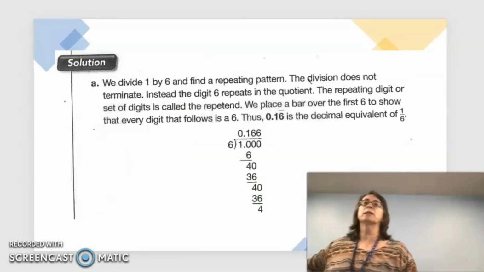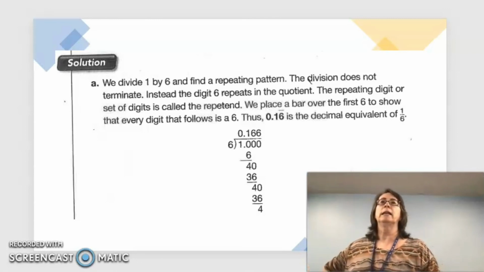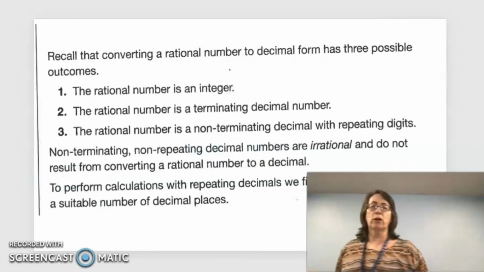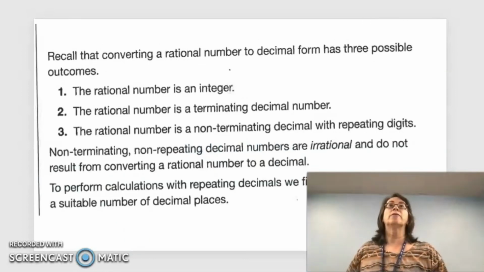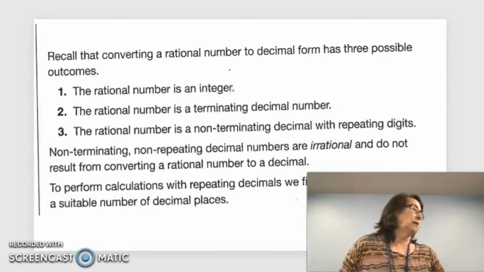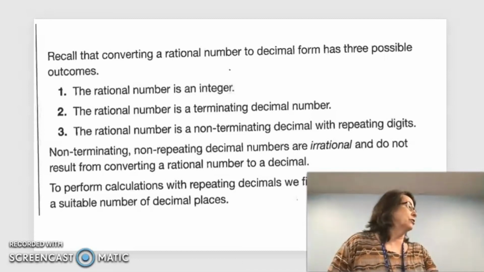Okay, so now this one was the first one that we did. This one was the second one that we did. All right, so it says recall that converting a rational number to a decimal form has 3 possible outcomes. The rational number is an integer. A rational number is any number that can be written as a fraction. And some of those are integers, like 3 or 2 or 100.